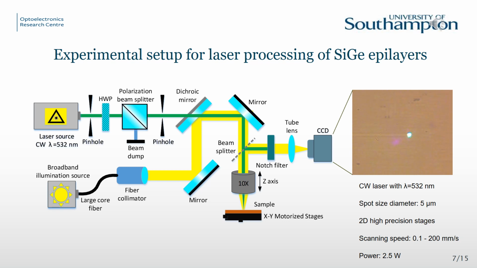High temperatures sufficient to melt the semiconductor alloy epilayer can be reached due to the high optical absorption of silicon germanium in the visible spectrum. The diameter of the molten zone can be smaller or larger than the spot size depending on the laser power.